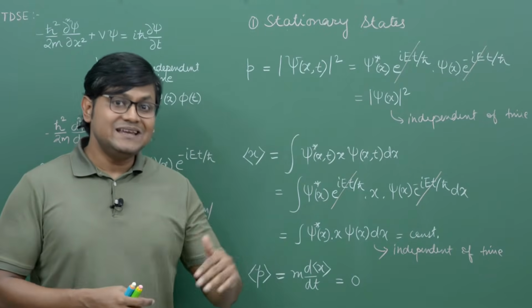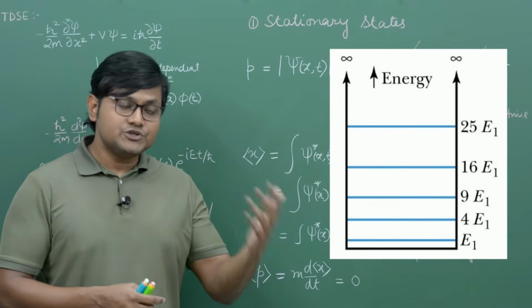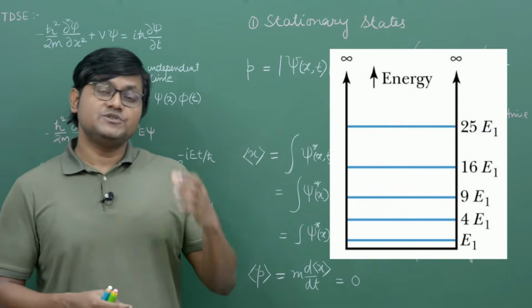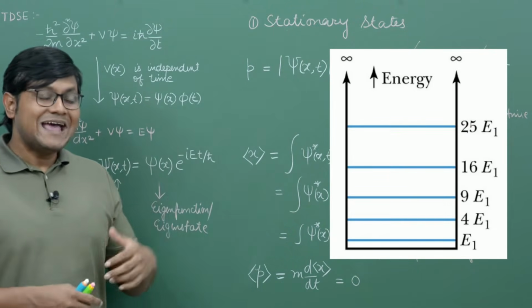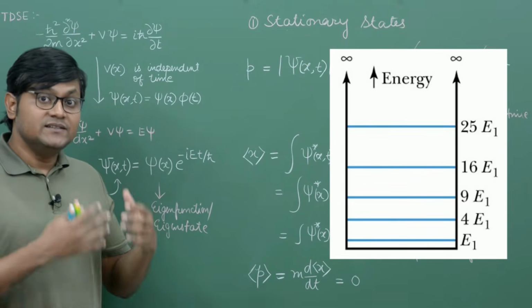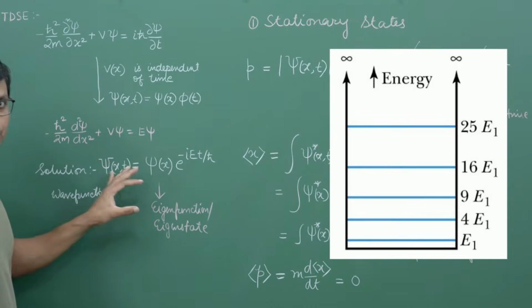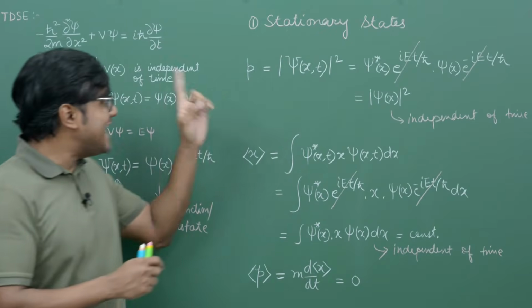We have discrete values of energy associated with the particle. So the particle can be in certain very specific energy levels, which is allowed by the Schrodinger equation. And these energy levels correspond to a family of solutions of the Schrodinger equation. So that is what I want to show you in the next point.